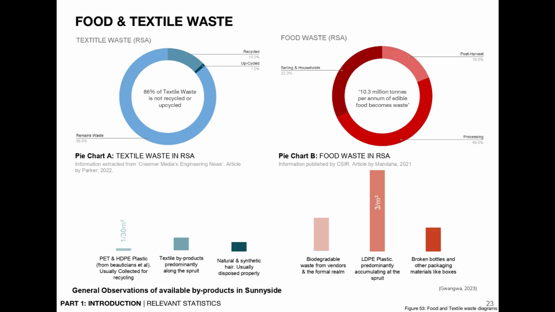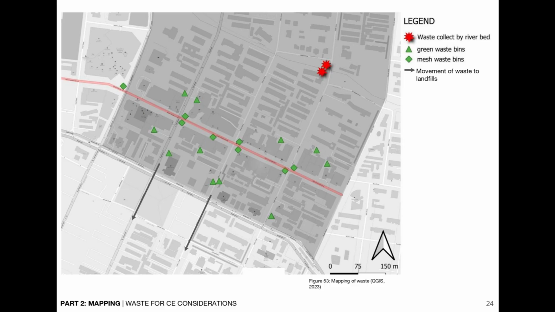Through several more site visits, we observed common byproducts in the food and fashion industries. In Sunnyside, the fashion byproducts which are available are PET and HDPE plastics, textile offcuts, natural and synthetic hair. The byproducts of food which are available are LDPE plastic, biodegradable waste from vendors and restaurants, and broken bottles and other packaging materials. For us to understand how waste is managed within Robert Sobukwe Street, we mapped out what facilities are available for the disposal of waste.